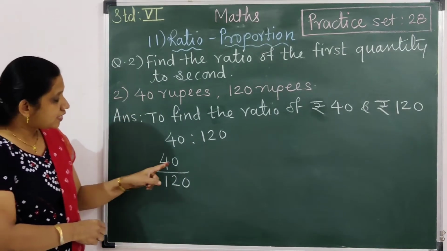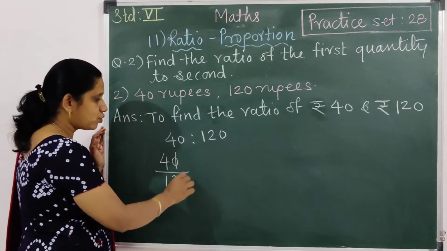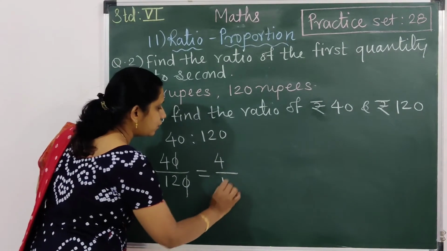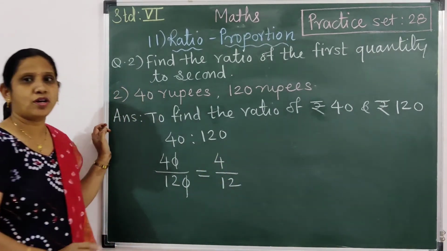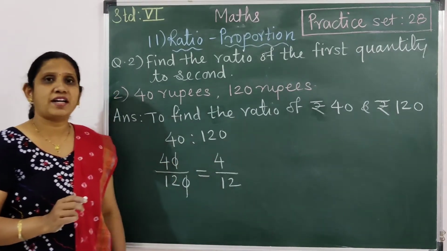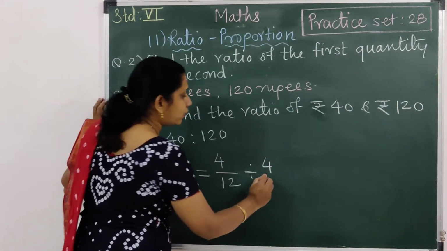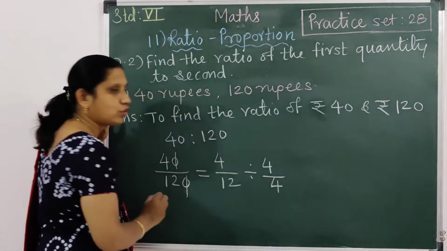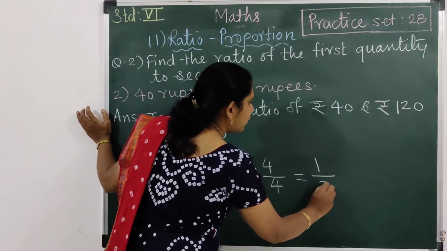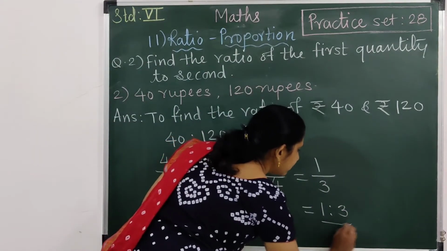Children, now as here the unit place digits are 0, both the zeros will get cancelled. So what remains? 4 upon 12. Now it is very obvious that both the numbers are divisible by 4. So divide the numerator by 4 as well as the denominator by 4. So what will we get? 4 1s are 4, 4 3s are 12. So what is our answer? 1 is to 3.